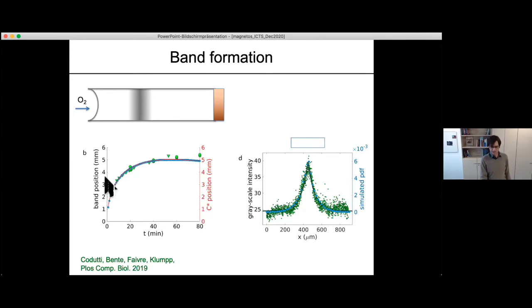For example, here you see the position of the band, which starts very close to the meniscus and then moves a little bit towards the interior of the capillary. And on the right-hand side, you see the density profile in the band. So the dots here are the experimental density profile, and you see this line from the simulation. So there's very nice agreement, and we can quantitatively describe the formation of this band with this active Brownian particle model if we have included reversals and chemotaxis, or aerotaxis, chemotaxis for oxygen.